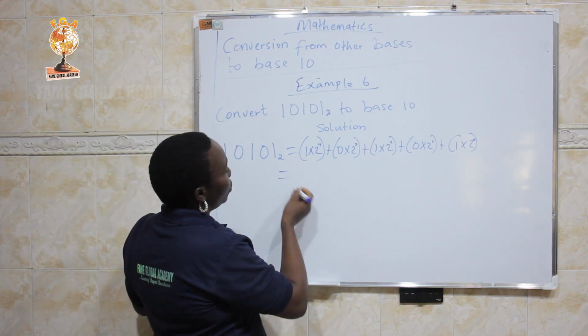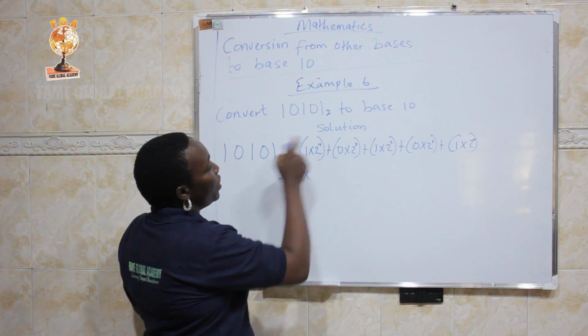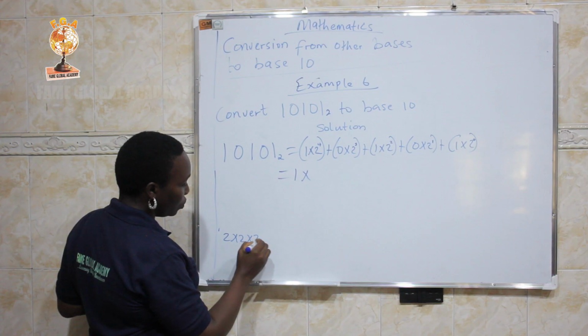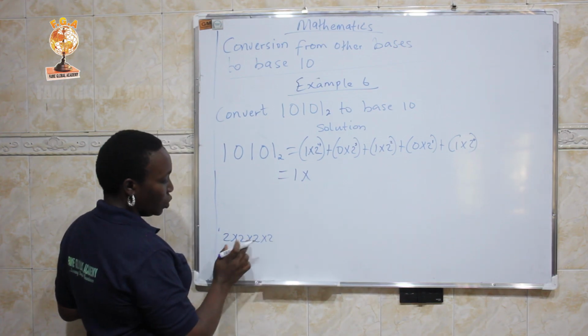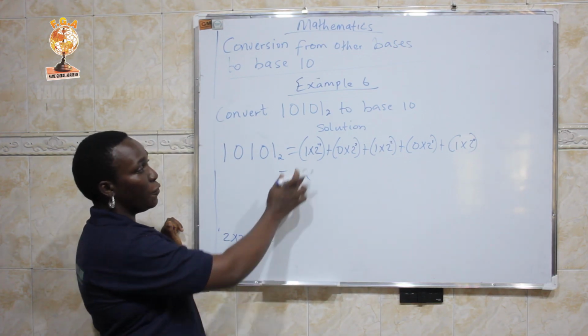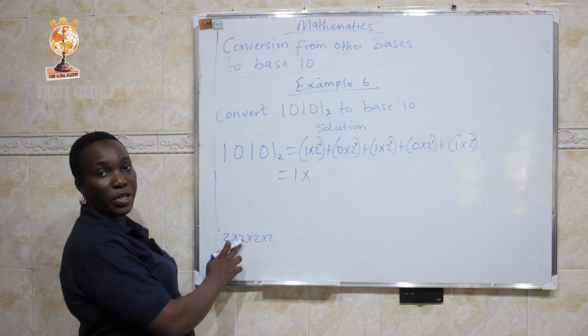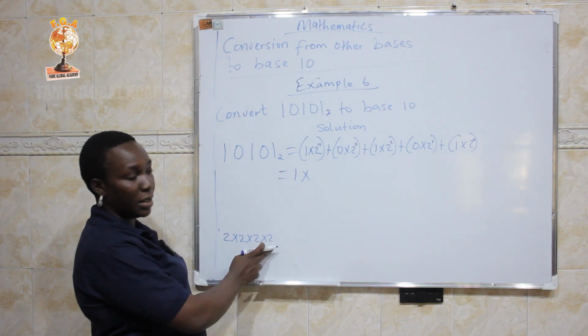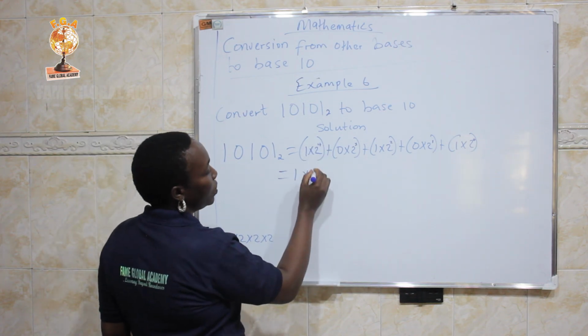So this is equal to 1 times 2 raised to the power of 4. It means 2 times 2 times 2 times 2. 1, 2, 3, 4. That's 2 in 4 places. 2 times 2 is 4. 4 times 2 is 8. 8 times 2 is 16. So 2 raised to the power of 4 is what?